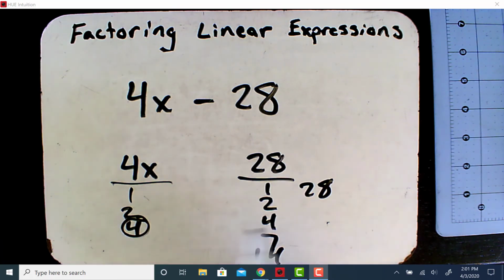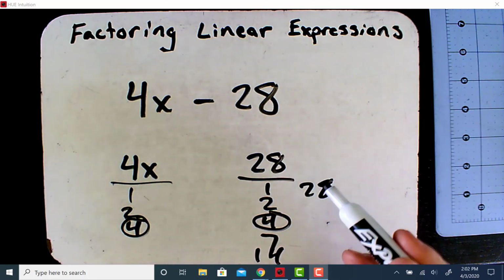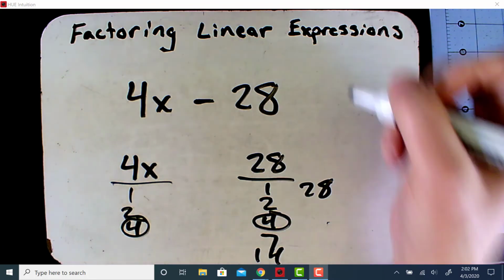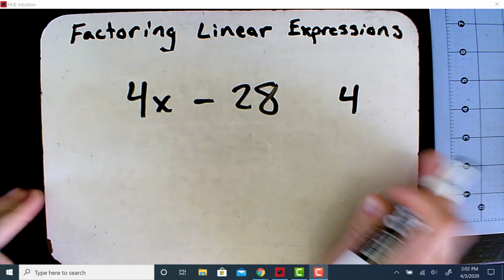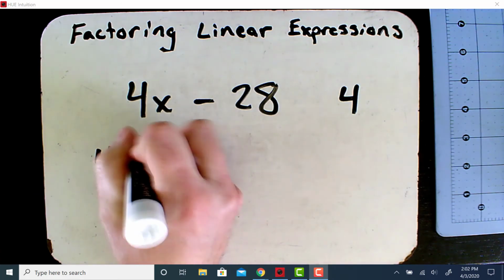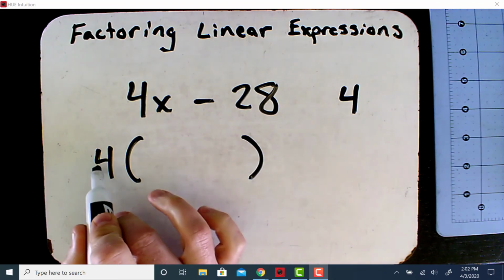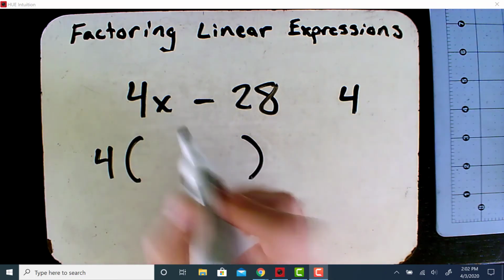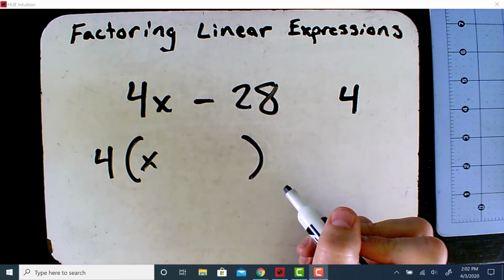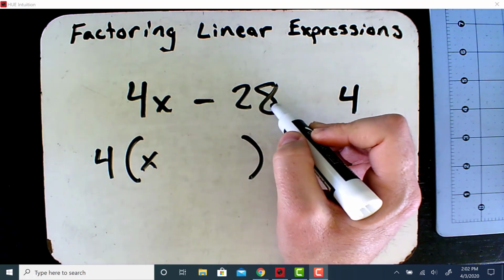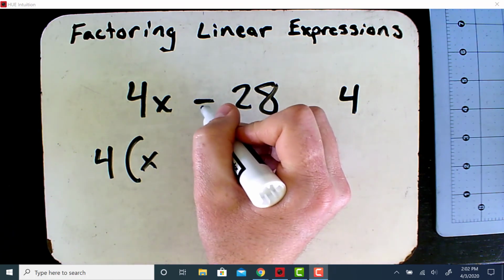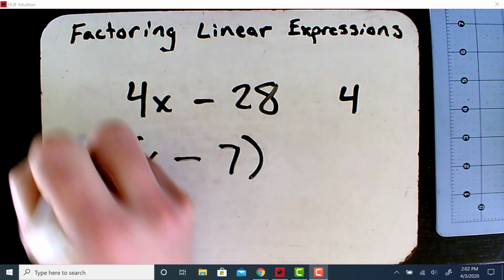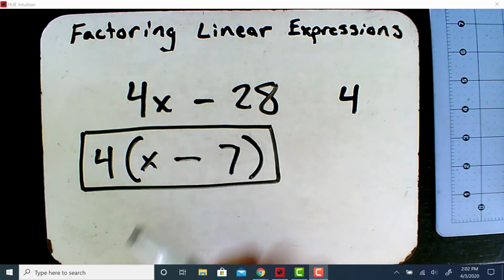And the largest one I have that both of them have is 4. One has an x, one doesn't, so I don't factor out an x. All I can factor out is the 4. Again, I'm going to write my 4 and put in my parentheses. Now 4 times what would get me 4x? Well, 4 times x got me 4x. And 4 times what would get me 28? Well, 4 times 7 gets me 28. The sign between them was minus, so I keep a minus sign right here, and here is my factored expression.